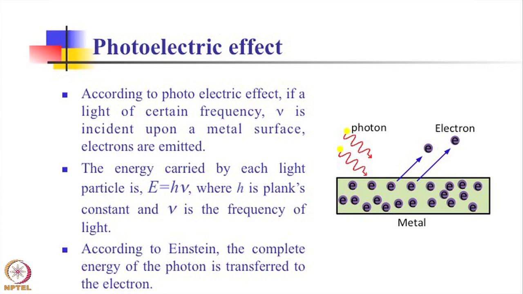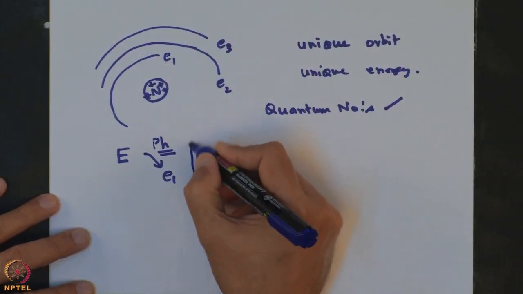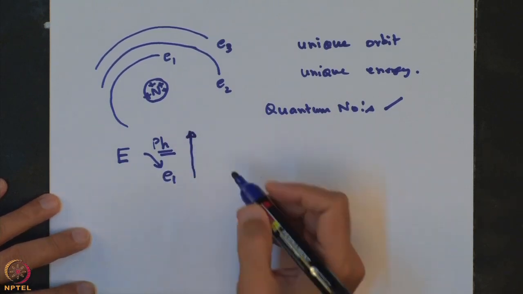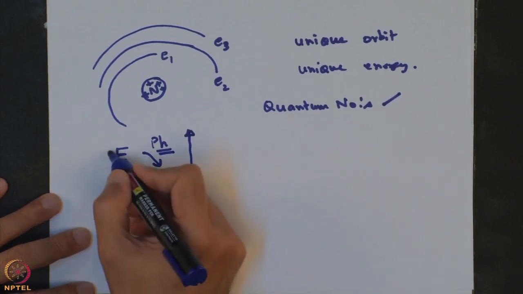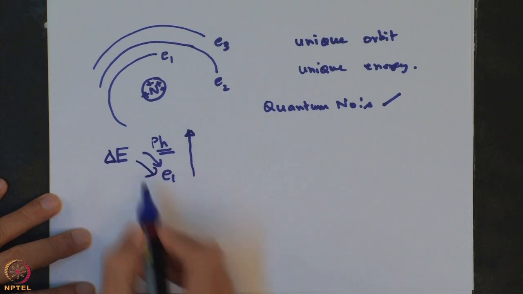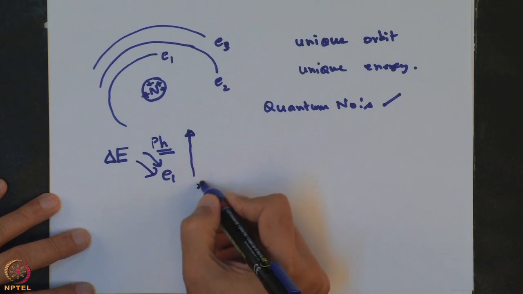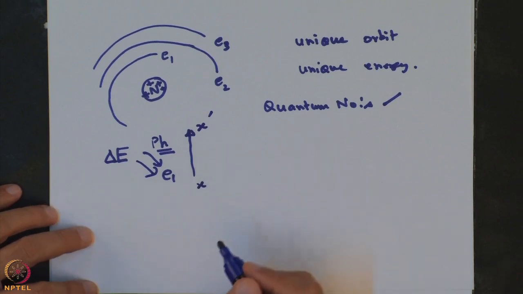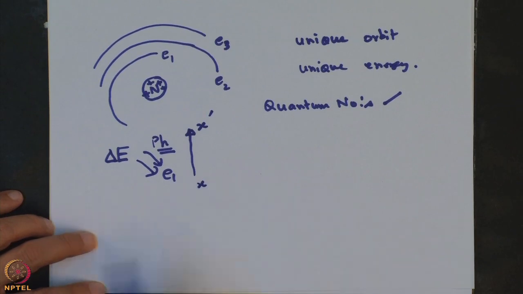So, if that energy is transferred to E1, this E1 will move on to a higher energy orbit. So, it will absorb this energy. So, let us just say this is delta E which has been imparted to E1, and E1 will just move from position x to x dash, a new orbit that corresponds to a different energy, which is a higher energy than what E1 was associated with at the previous location.